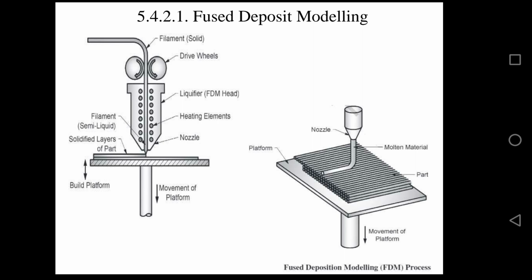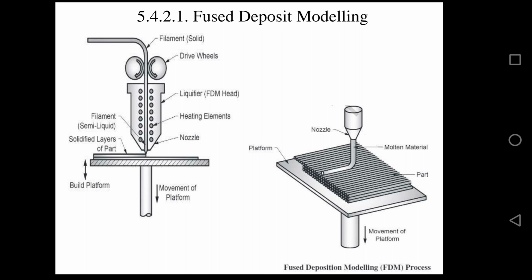In the fourth step, the part building process, the thermoplastic material, that is polycarbonate or polysulfone, in filament form, I already said we use in the form of filaments. The filament is heated slightly above its melting temperature in the fused deposit modeling head using the heating system.